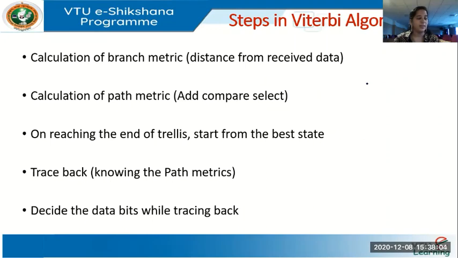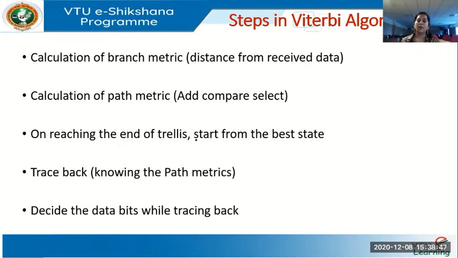Okay. So what are the steps involved in the Viterbi algorithm? The first thing is we calculate the branch metric by comparing the distance from the received code vector to the branch code vector. Every branch would have a code vector represented. Then we calculate the path metric by using add, compare, select. We add the path metric to reach this particular node, and then the branch metric to go from this node to the next node. So it is add, compare, and select. After addition, we compare the two path metrics, and whichever is the least, we select.